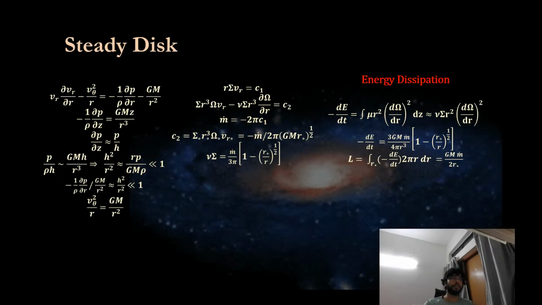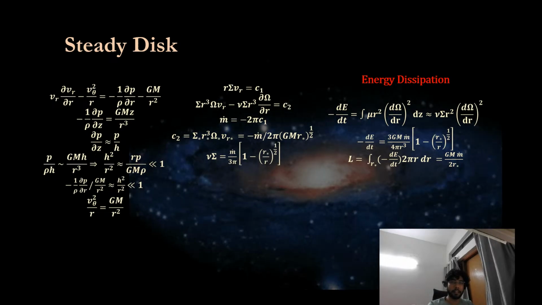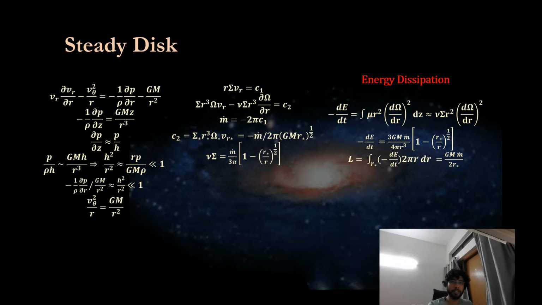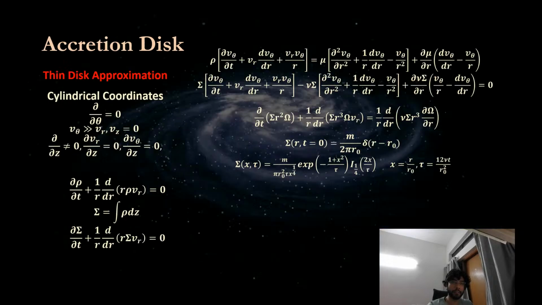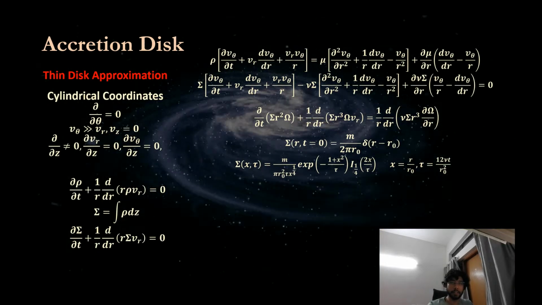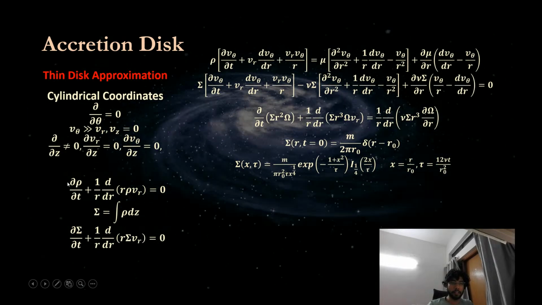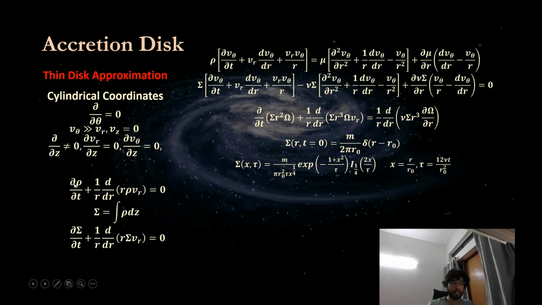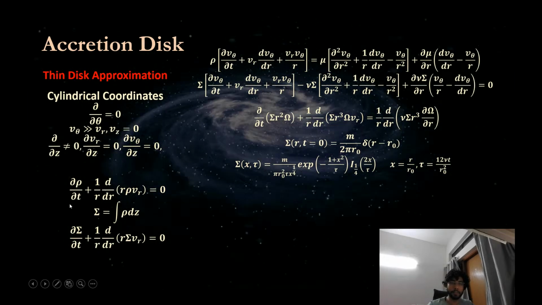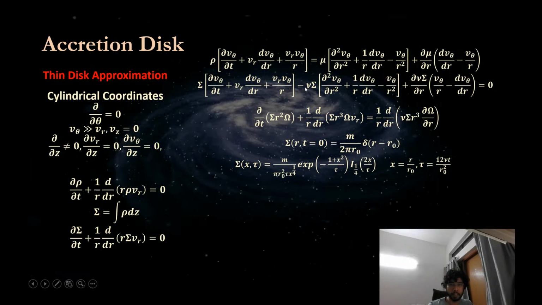Well, let's move on to what the structure of these disks will be in steady state. Again, by steady state, I mean there is no evolution in time. So del t is basically zero. You can just take this equation and take the term which contains the time derivative to be zero, and you will be left with this term. Similarly, you can do this for this equation as well.